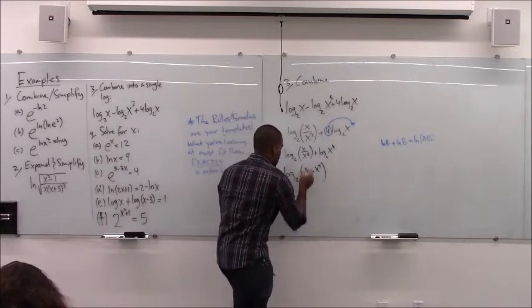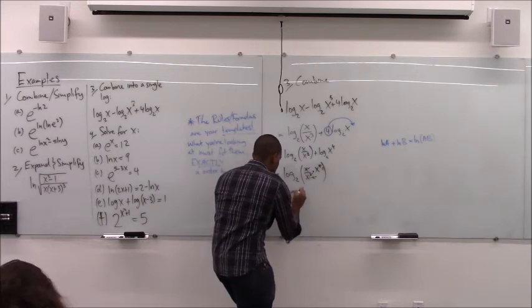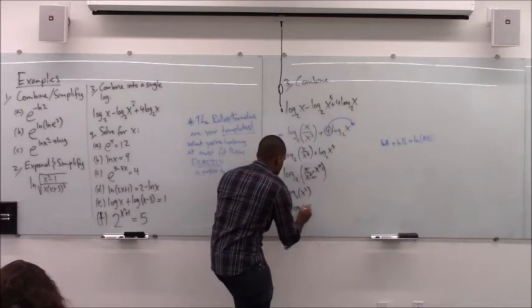And now I start simplifying. This goes into that 2 times, that goes into that 2 times. So I have log to the base 2 of x squared, or I can write it as 2 log to the base 2 of x.